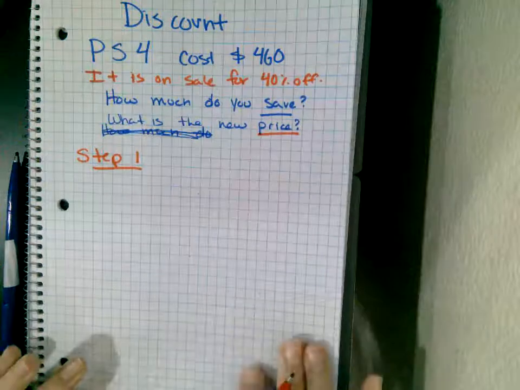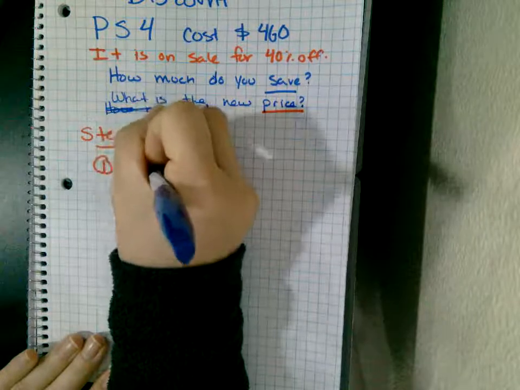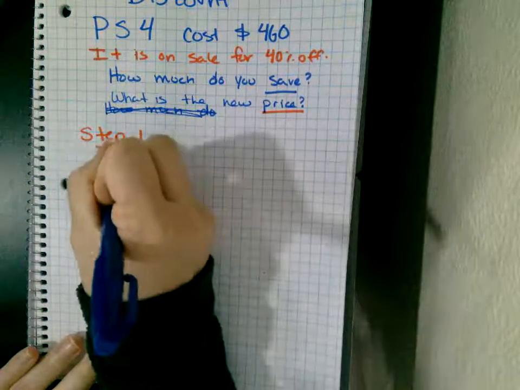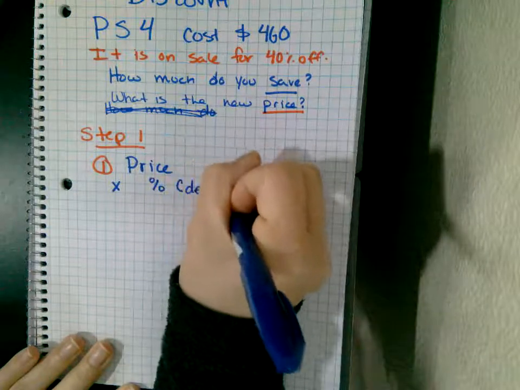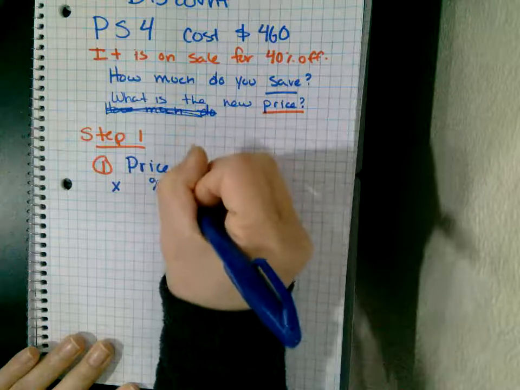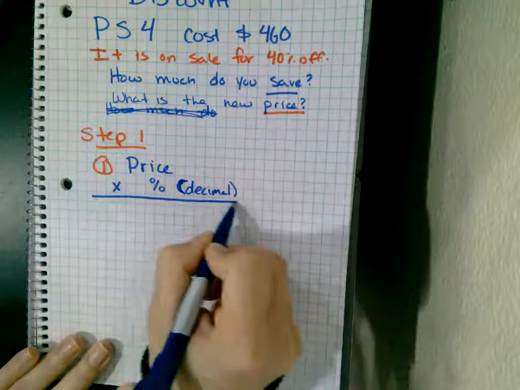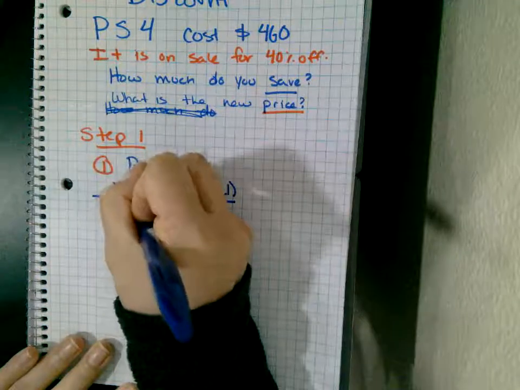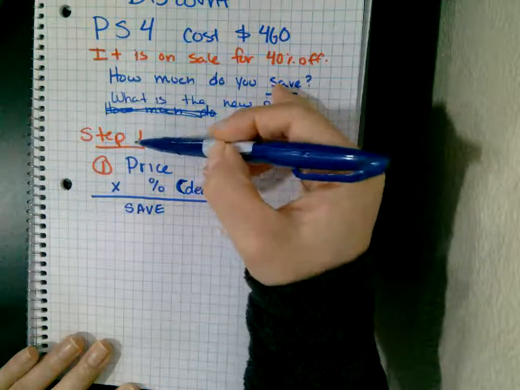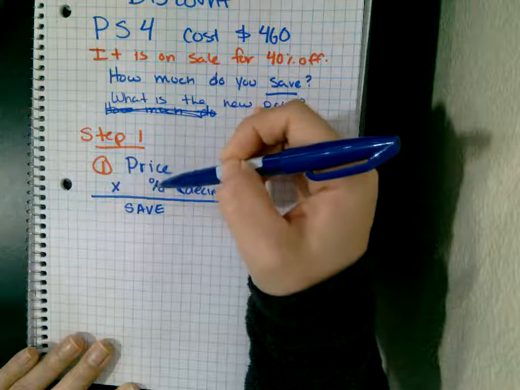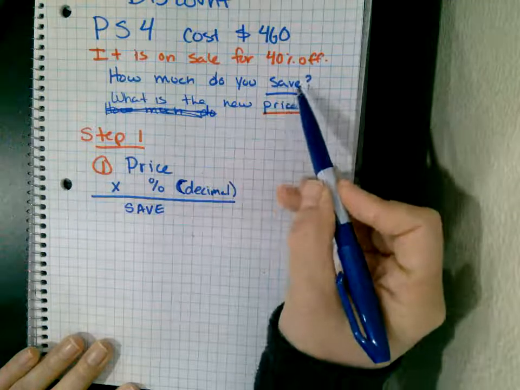Number one is you are going to take your price of whatever you're buying and you're going to multiply it by the percent written as a decimal. Okay? So take your price, multiply it by your percent written as a decimal. This will give you how much you are going to save. Okay? That's your first step. Step number one is to take your price and multiply it by your percent. And that answer is going to give you how much you're going to save, which will answer the first part.